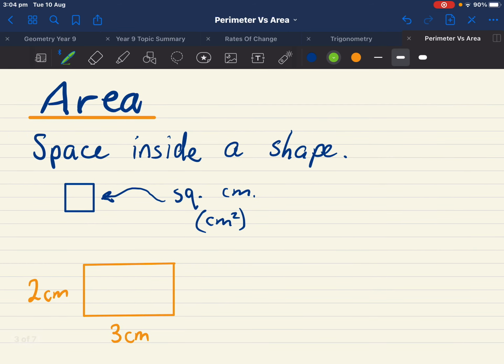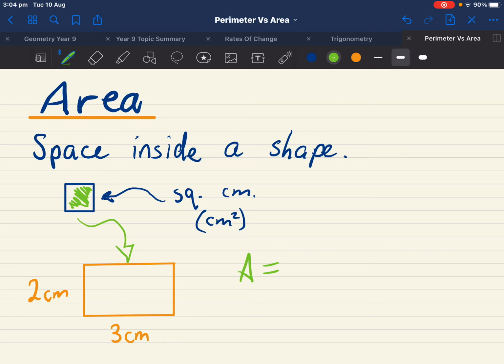Now, area is different. The questions often look similar, and it's a measurement, but it's a very different measurement. The area is the space inside a shape. And if it's a small shape, we'd use a square centimeter, right? Ultimately, it's just a square that's a centimeter across and a centimeter long. That's what we call a square centimeter. And typically, for a small shape, what you're trying to work out when you calculate the area is how many of these square centimeters would fit inside the shape.